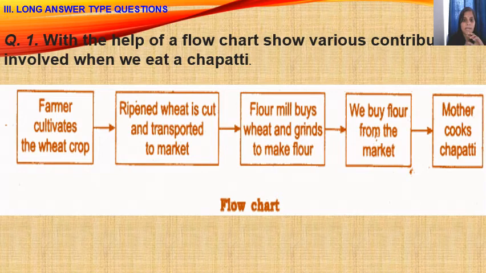They grow the crop. Clear? Then ripened wheat is cut and transported to the market. Yes, when the crop is fully ripened, it is harvested and transported to the market. Then we go and buy it, or they directly go to the flour mills, buy wheat and grind it to make flour. We buy flour from the market and that flour reaches our home and mother cooks chapati. Yes, it's a very simple answer and I think all of you would have understood it.